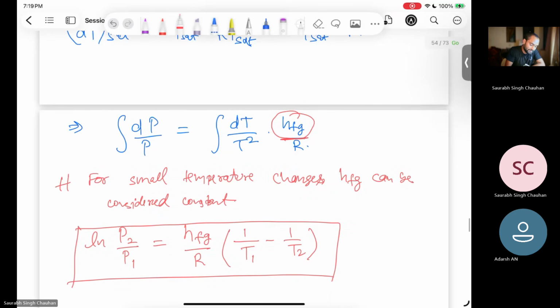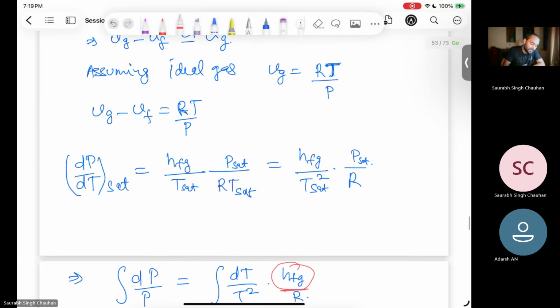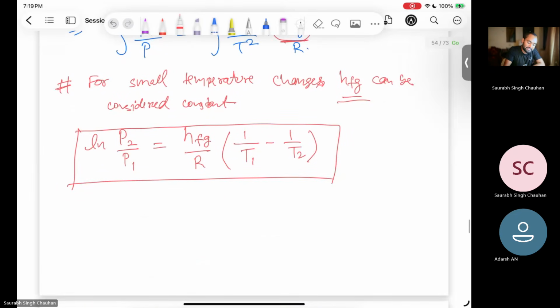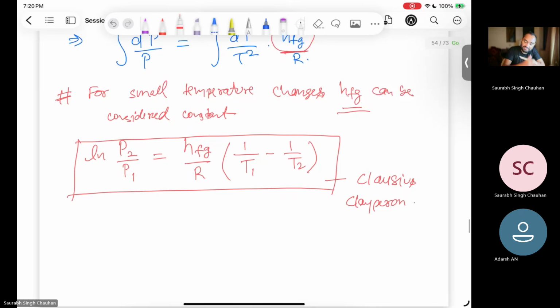What assumptions? That for small temperature changes, we are assuming that hfg is constant. We have assumed that at low pressure, this is an ideal gas. And we also assume that the specific volume of the fluid is very small compared to the specific volume of the vapor. So under these assumptions, the Clapeyron equation becomes this. This special equation under special assumptions is called the Clausius-Clapeyron equation. The Clapeyron equation was a general equation, but Clausius-Clapeyron is an approximation under certain conditions.